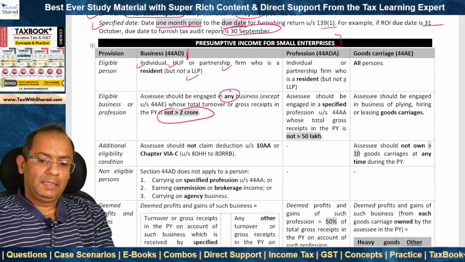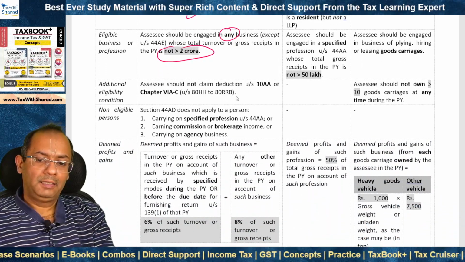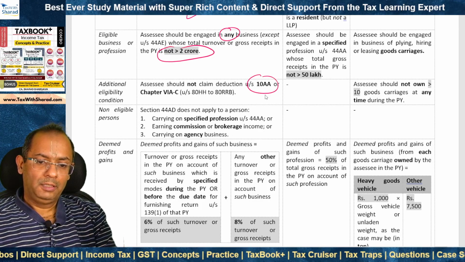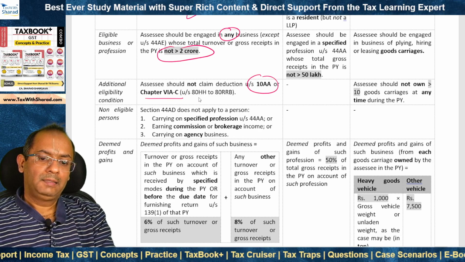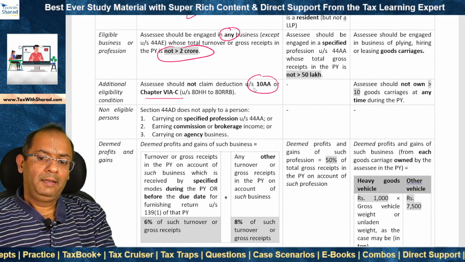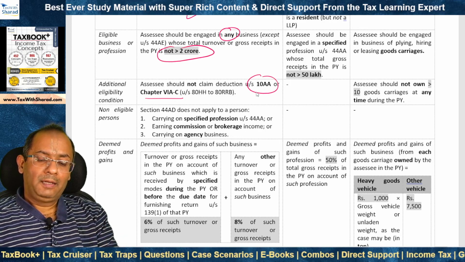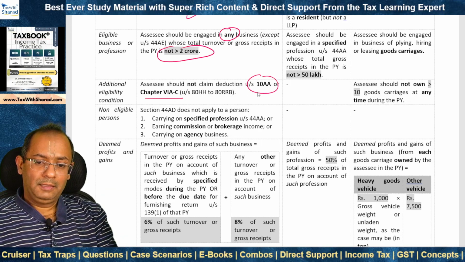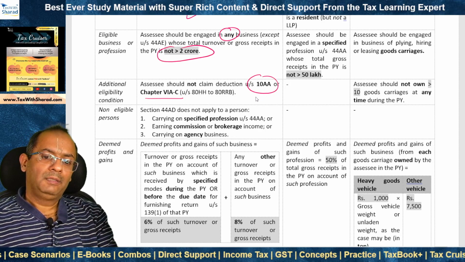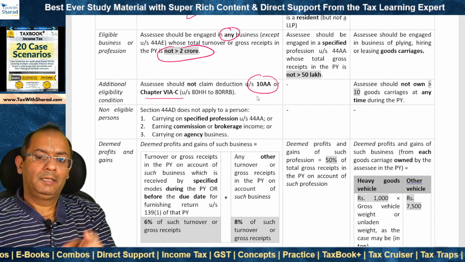Further, the SSE should not claim deduction under section 10AA for special economic zones, newly established units, or under chapter VIAC, that means under sections 80HS to 80RRB, right? If presumptive income is availed under 44AD, then these deductions cannot be claimed. If presumptive income provisions are not availed, then these deductions can be claimed.